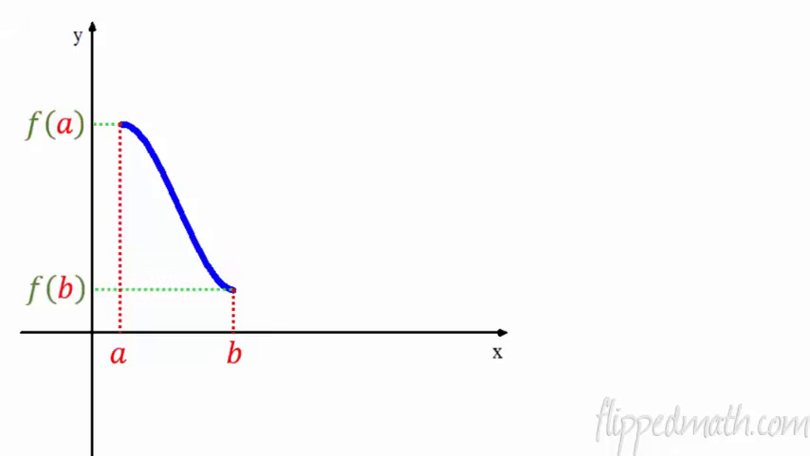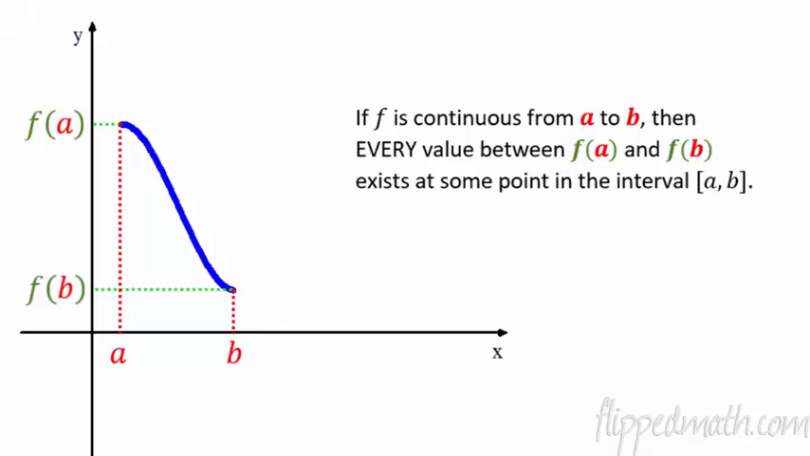So now we have all of these pretty lines and colors, and you probably don't have the colors on your paper, but that's okay. Just kind of sketch this out. And now with this picture, we can come up with what's called the intermediate value theorem. If f is continuous from a to b, okay, so we know that there's no break, then every value between f of a and f of b has to exist at some point.